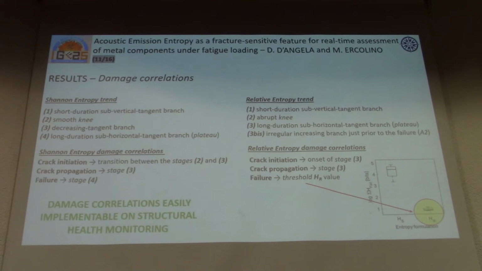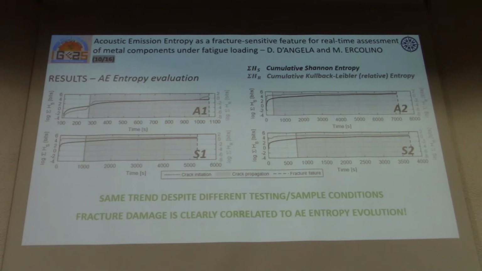A similar pattern was identified with regard to relative entropy. Actually, we have a short duration subvertical tangent branch, a less smooth abrupt knee, a long duration subhorizontal tangent branch, plateau, but actually, in 1 case out of 4, there is an irregular increasing branch just prior to the failure, in the case A2, as you can see on the top right.